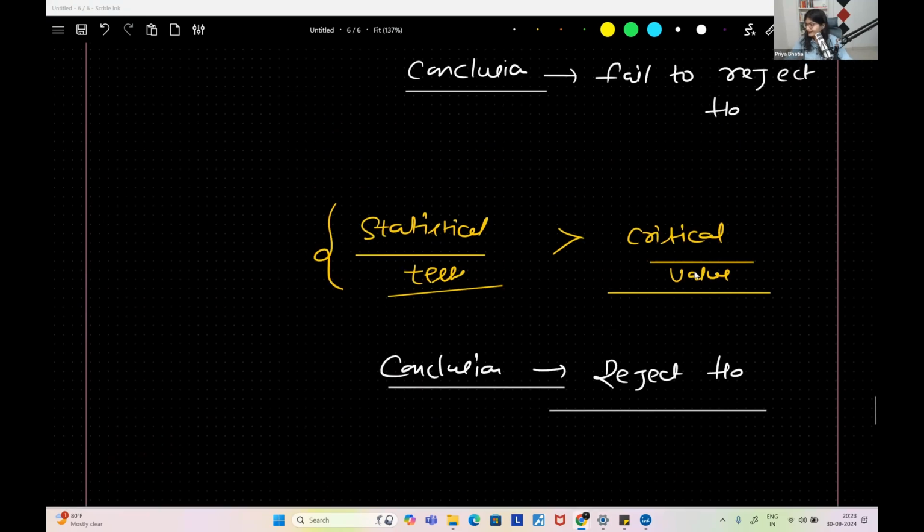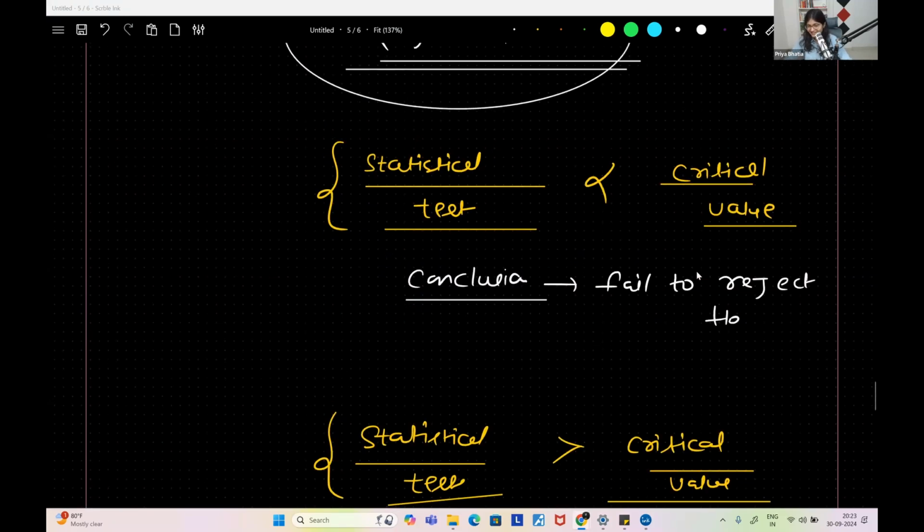One more thing. If there exist some rare scenarios, which we usually don't get, where the value of evaluation is approximately, not exactly, almost equal, then the conclusion you will make is that you fail to reject the null hypothesis.